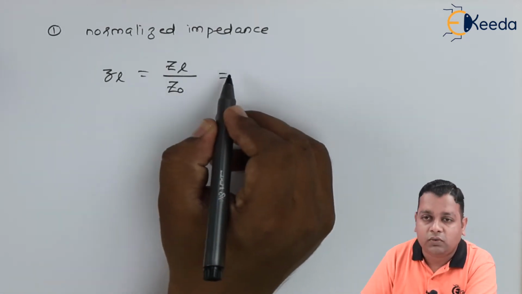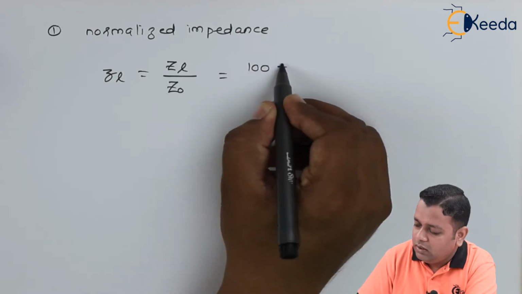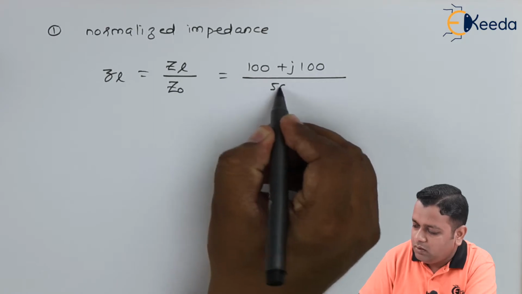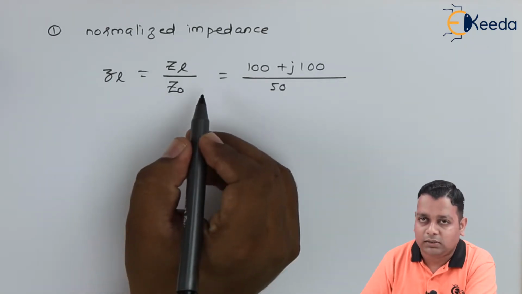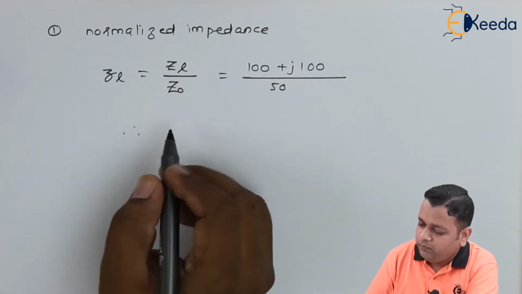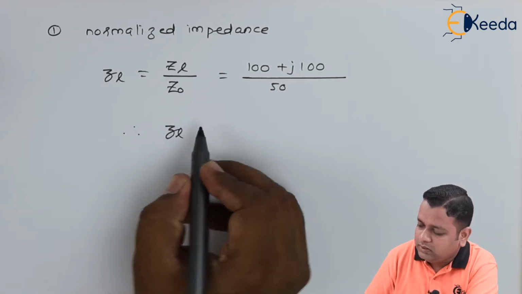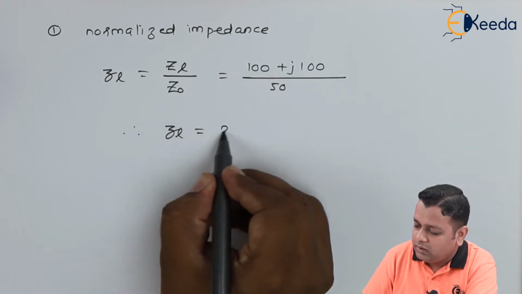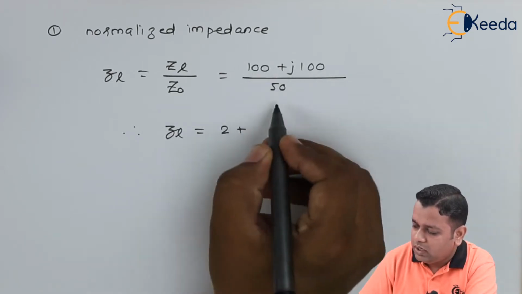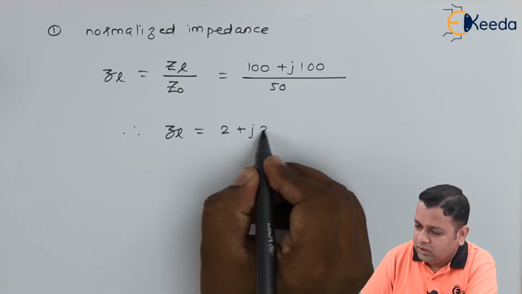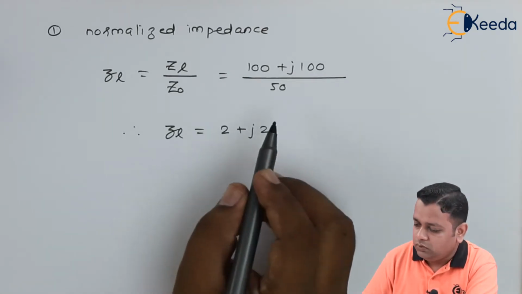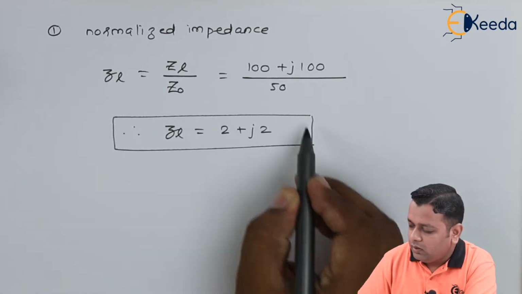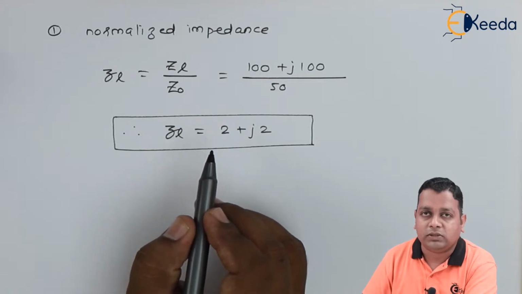So let us substitute the values here. Here it is 100 plus j times 100, further divided by 50 ohms, the value of the characteristic impedance. Therefore, we obtain the normalized impedance z suffix L equal to 100 by 50, which is 2, plus j times 100 by 50, so j times 2. Let us outline the intermediate value. And now we have the normalized load impedance.